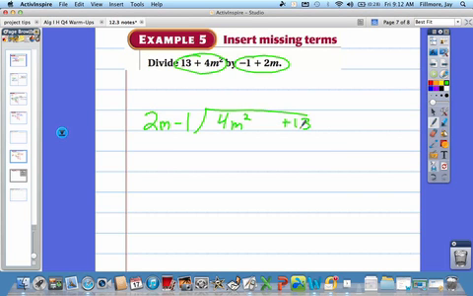We don't have a middle term of m. In this case, we do have to insert an imaginary middle term. We don't have any m's, so we write it as 0m. Now we can do our long division.